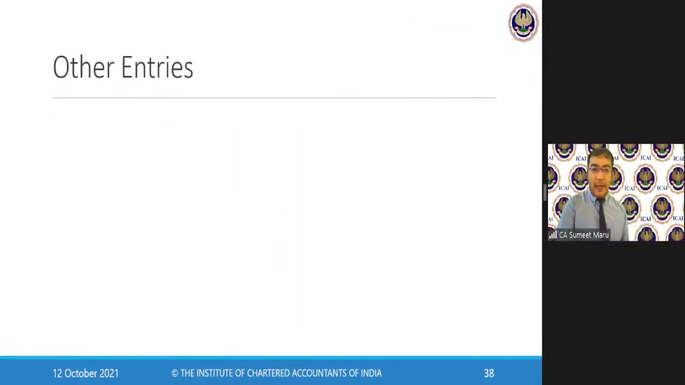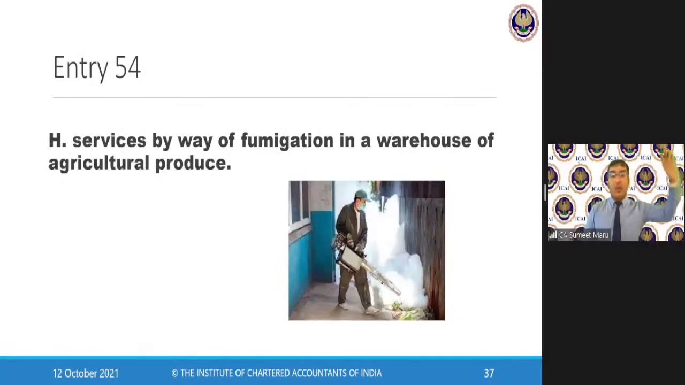The last point, continuing entry 54, is if you are taking any services by way of fumigation in a warehouse of agriculture produce. What is fumigation? You can see in the picture that they put a particular type of smoke for the well-being of the agriculture produce, to keep it away from insects and the like. If you are doing fumigation of your warehouses, again the same exemption is given. These exemptions are in the way of activities. There are a variety of activities related to cultivation of crops and rearing of animals except horses. These are all covered under your exemption, entry number 54.